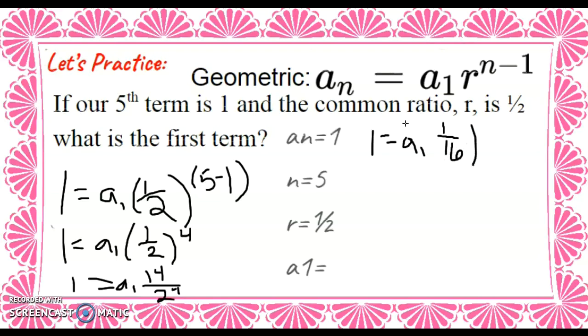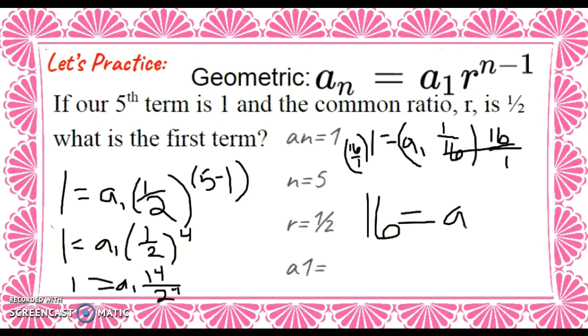We want to get rid of that 1/16 on this side, so let's multiply by the reciprocal, 16 over 1. Each expression, not just that side. So that's going to be 1. 16 divided by 16 is 1. 1 divided by 1 is 1. 1 times 1 is 1. So we have 16 equals A1. So 16 should be our first term.